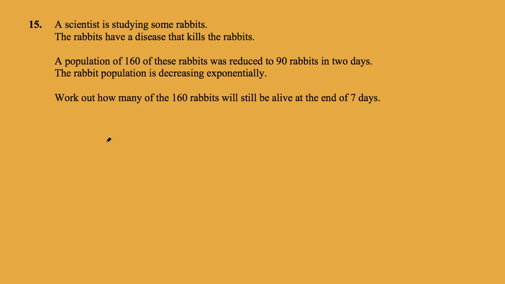So in 2 days, the fact that it's decreasing exponentially means its number is being multiplied by x, some unknown number, and because it's decreasing, x is less than 1. X is a decimal number is what I'm looking for here. And I know that when it's multiplied by x for 2 days, that leaves me with 90. So if I write that out again, 160 times x squared is 90. That means that x squared is 90 over 160.